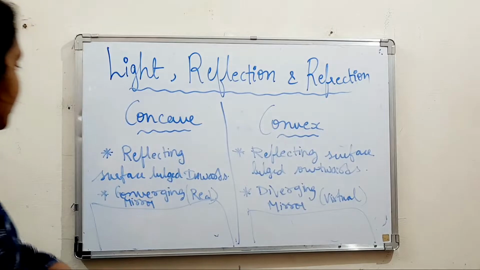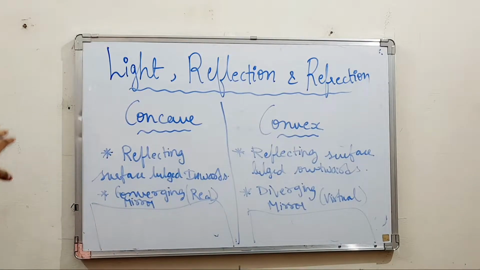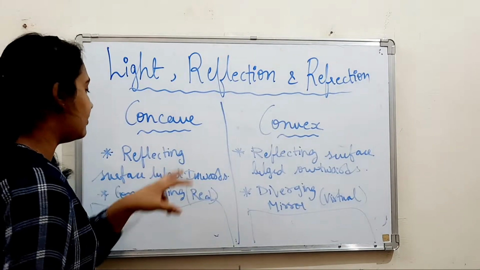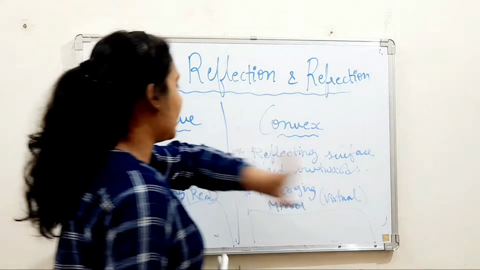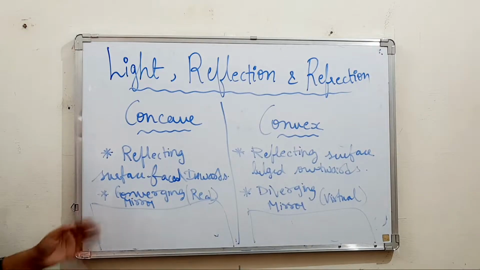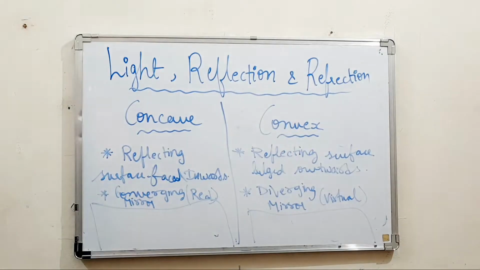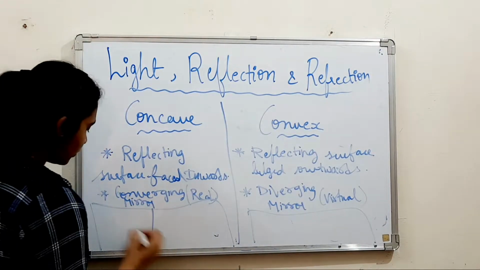So guys, these are the basic differences about concave and convex mirrors. Concave mirrors are curved inwards, or their reflecting surface is bulged inwards. Convex mirror's reflecting surface is bulged outwards. Concave mirror is a converging mirror, and convex mirror is a diverging mirror. Virtual होती है and concave mirror कैसी होती है? It shows two kinds of properties.